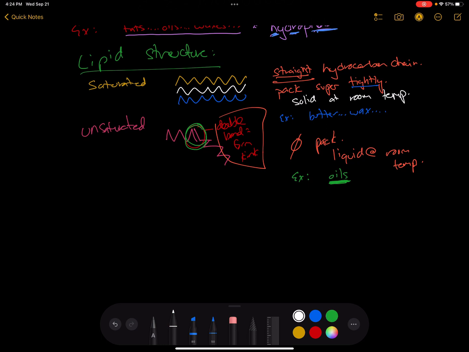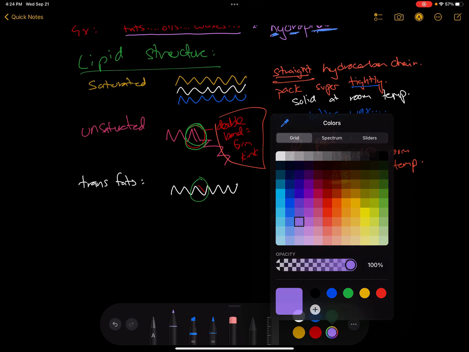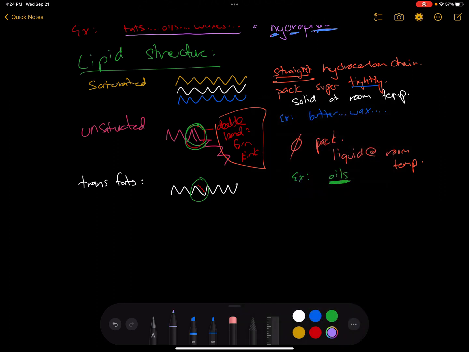Now, the last one, the one that's pretty bad for people, these are called trans fats. What trans fats look like is they have that hydrocarbon chain, but now they have a double bond in there. Right there, they have a double bond, but they don't kink. Trans fats are something that are man-made. There's not one natural trans fat in the entire earth or the entire universe that we know of.